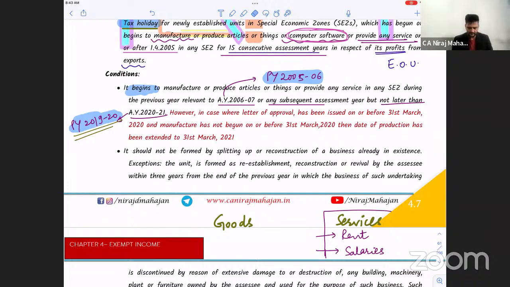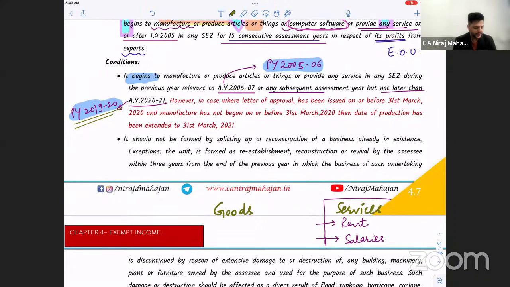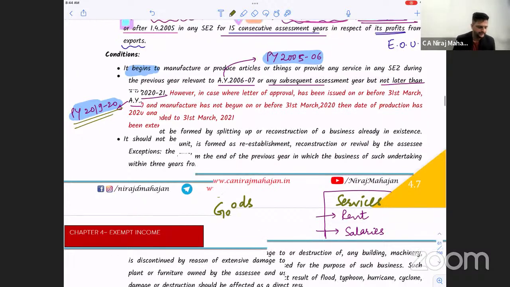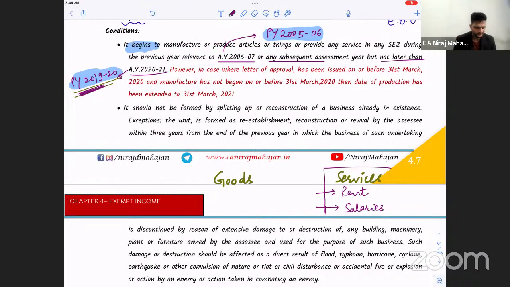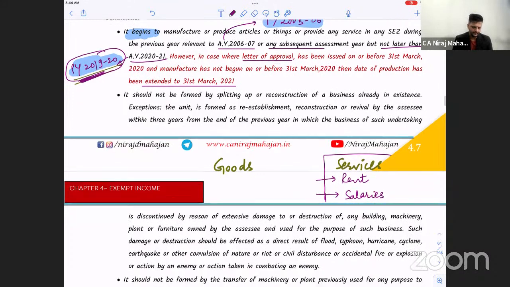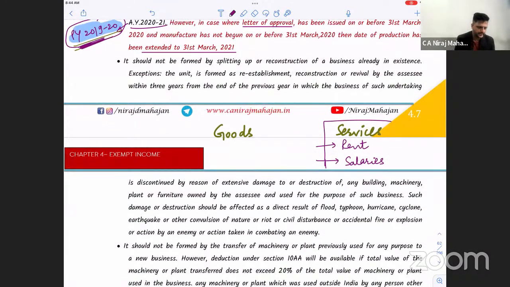Okay, everybody? Pay attention. However, in case where letter of approval has been issued on or before 31st March 2020 and manufacturing has not begun up to 31st March 20, then the date of production has been extended to 31st March 21. Basically, extension is given, some relief is given. Only for that last year, 19-20. That's it. Letter of approval should have been given before this, but manufacturing should have been started by 31st March 21. Okay, fine. Then this can take later on, but let's quickly finish it off.